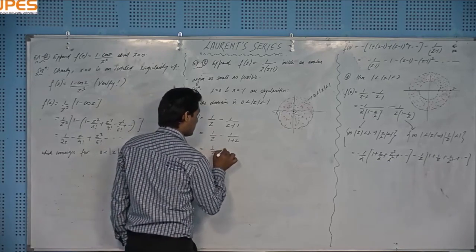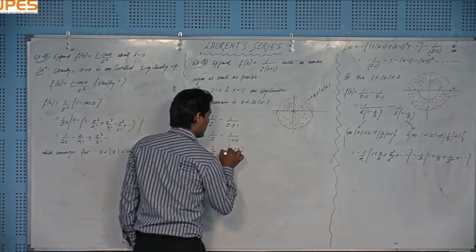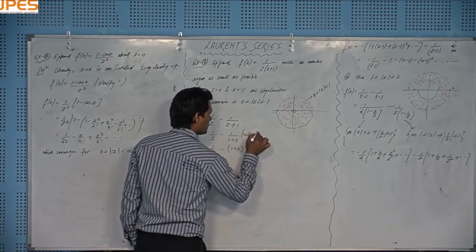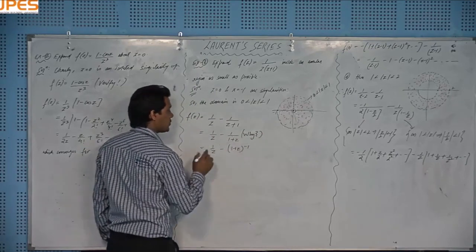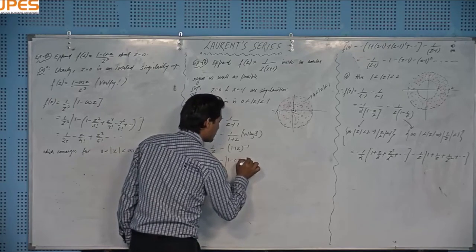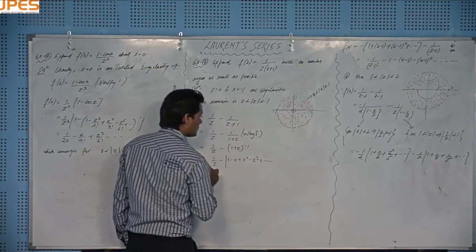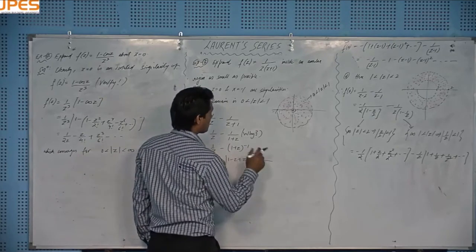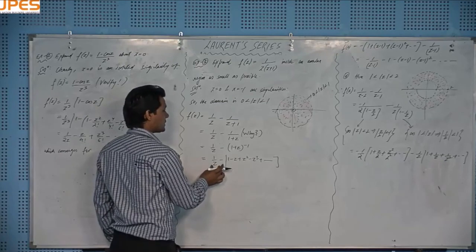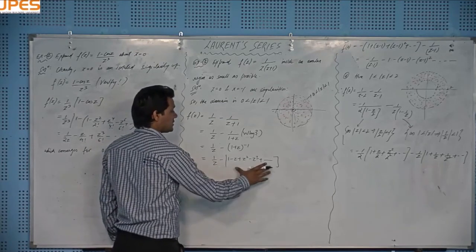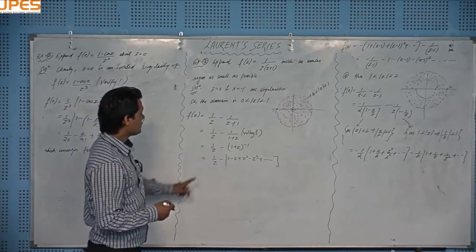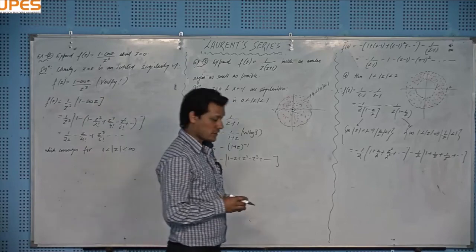This will be 1 by z minus 1 plus z to the power minus 1, right? And I will write it this way: 1 by z minus 1 minus z plus z square minus z cube and so on. I think the signs alternate, minus plus, that is fine. So this is the answer. This is the negative part, the principal part, and this is the analytic part, right? And this series is valid for this domain, right?